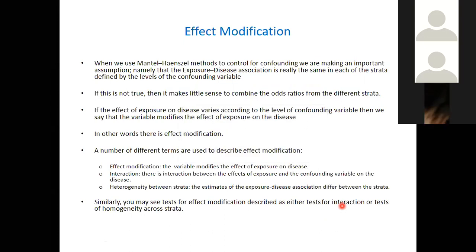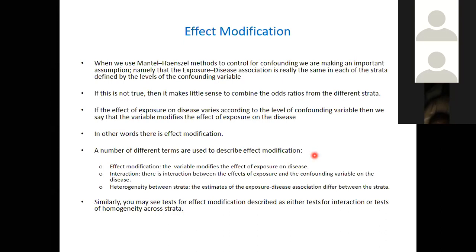If it's not true, then it makes little sense to combine the odds ratio. What I just want to say here is that you have to first of all know if there is effect modification or confounding. If you can find out that it's effect modification, there's no need for you to say you are controlling for confounding. That particular thing is effect modification. But if it's not effect modification, then it must be a confounder. You now begin to look for a confounder.